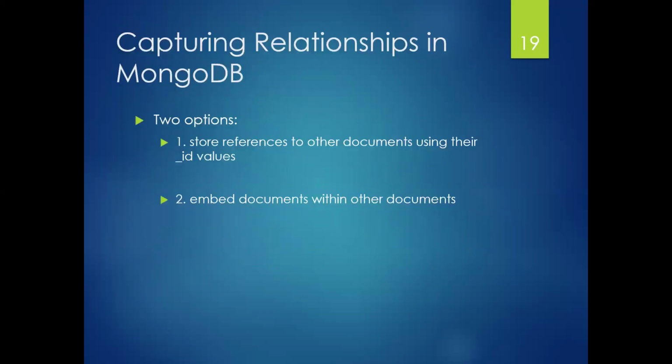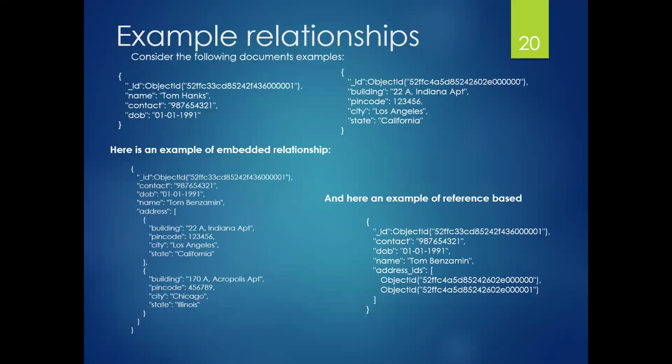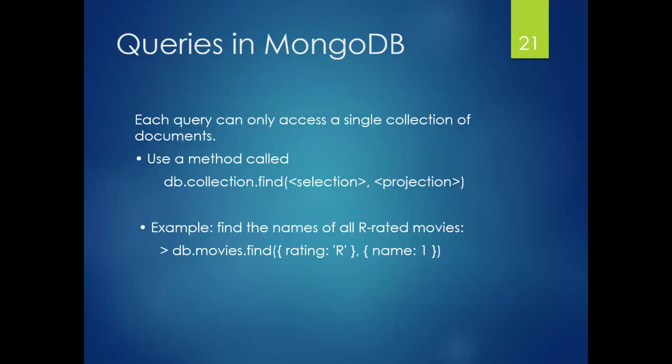Capturing relationships in MongoDB has two options: references to other documents using the underscore ID values, or embedded documents within other documents. These are the examples for the embedded relationships.